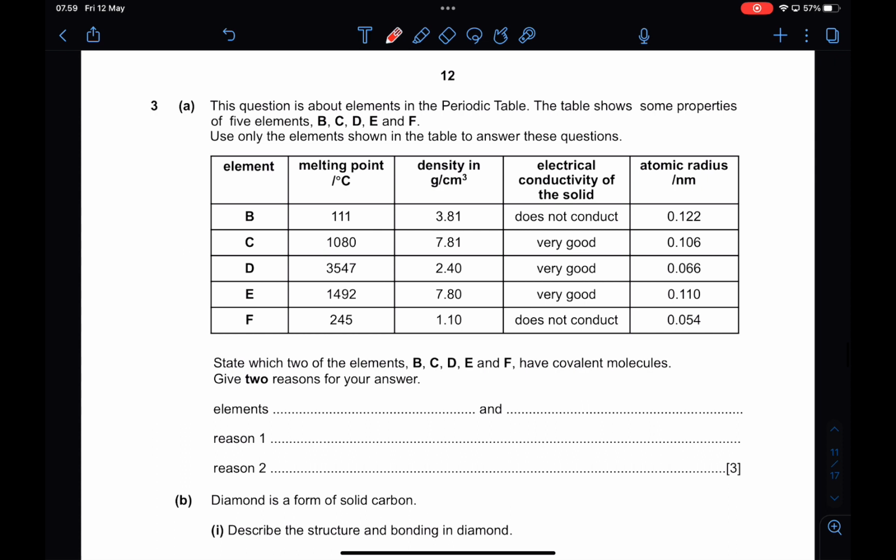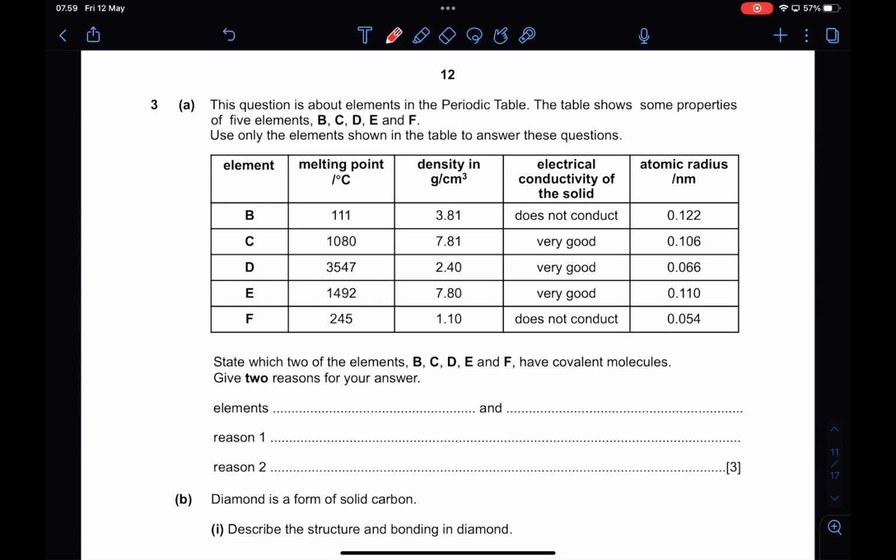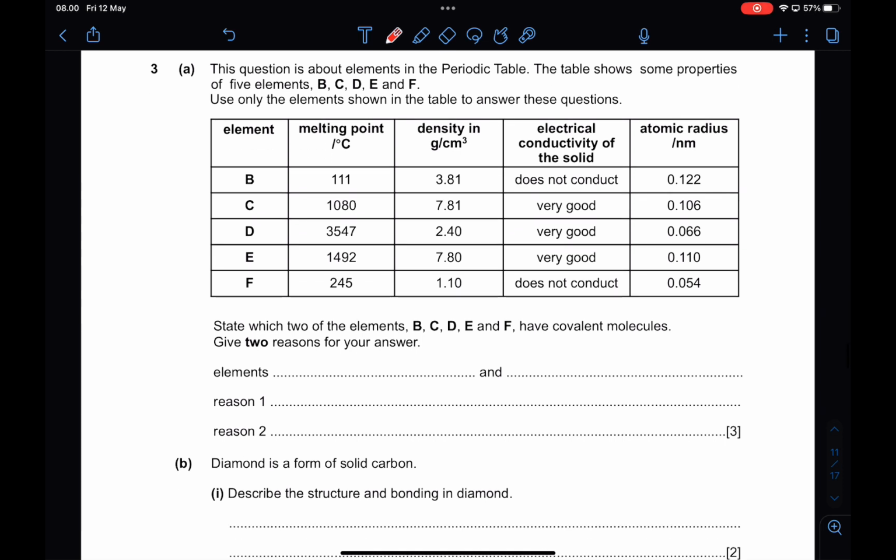So group 2, period 3. Okay, question number 3. The question is about elements in the periodic table. The table shows some properties of 5 elements B, C, D, E, and F. Use only the elements shown in the table to answer this question. So it cannot be from somewhere else. Only the elements. They didn't say you cannot repeat and so on. Okay, we will follow the instruction clearly.